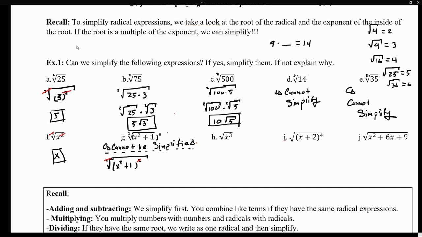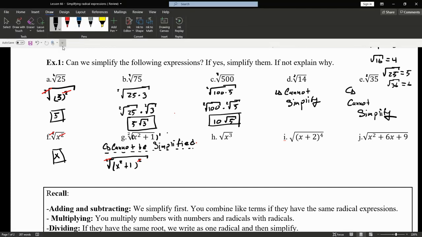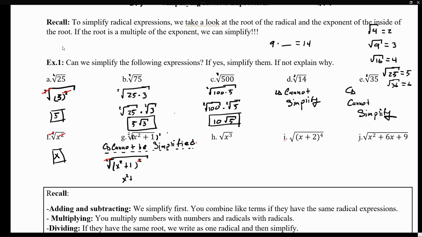And notice how different this example is from example G. In example G, the exponent of the whole expression was 1. In this case, the exponent of the whole expression is 2. Exponent 2, root 2, they can cancel out. So in this case, it would have just been the square root of 2 plus 1. But I want you to notice the difference between these two examples because I don't want you guys to get confused with that.